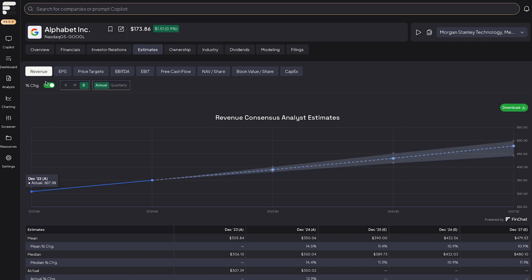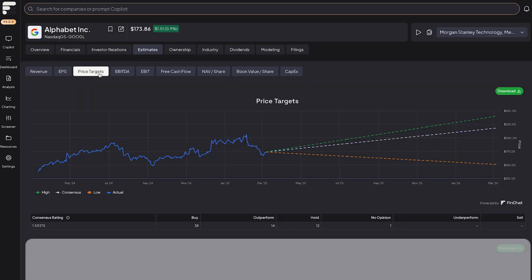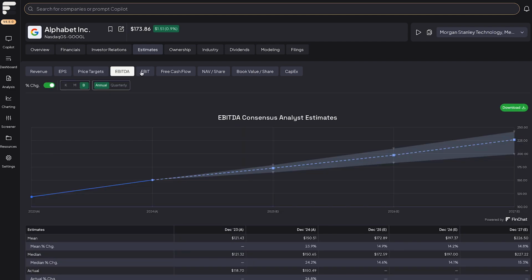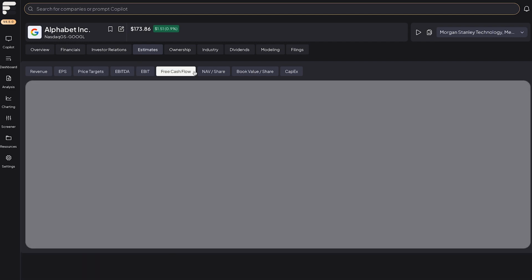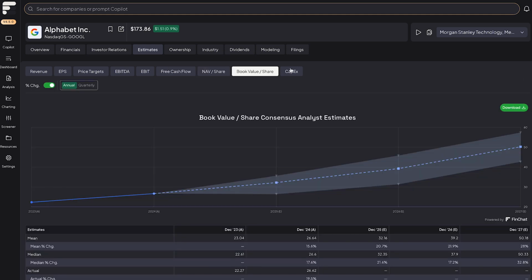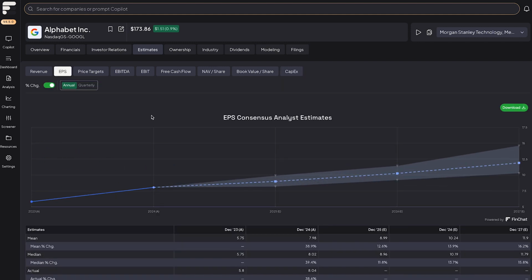So just like we've done with the revenue, you can do the same thing with the earnings per share. There's the same thing with the price targets as well, what analysts are saying. So by next year, the average consensus is Google with a share price of about $210. There's a high end target, there's a low end target as well, and it's just interesting to see. You've got the EBITDA margin targets, you've got the EBIT, you've got the free cash flow, you've got the NAV per share, you've got the book value per share, and there's capital expenditure per share. So there's lots of different things that you can have a look at.